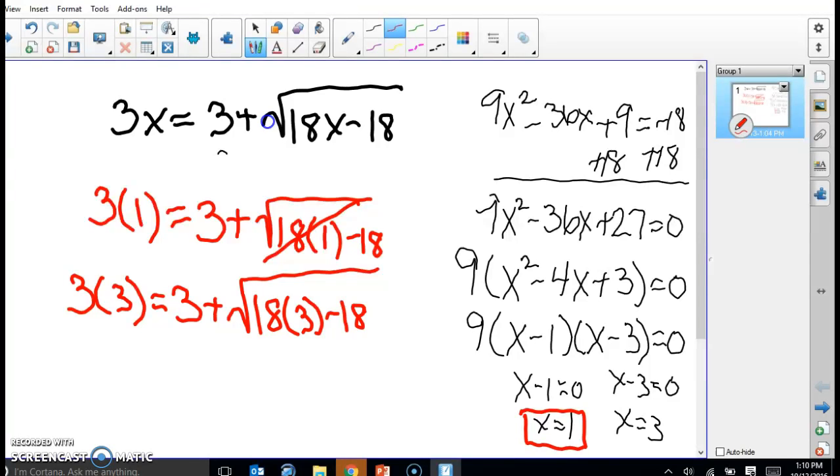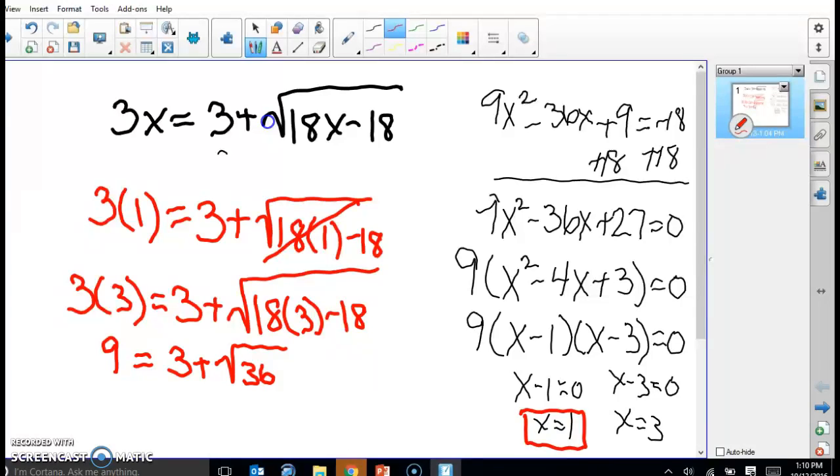Alright, so what's 18 times 3? Not a number that I can tell you off of my head. 54. 54 minus 18. 36. Alright, square root of 36. Technically, we could have just done 18 times 2. Nice. What are we doing? We're checking our work.